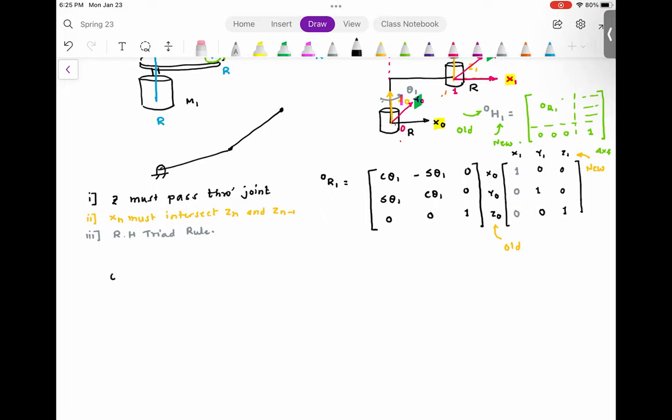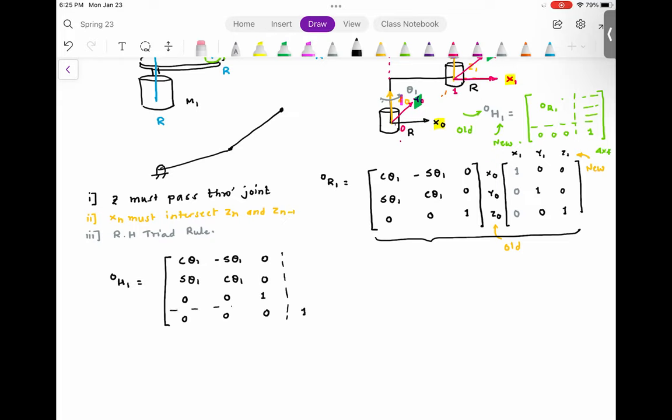Now here comes the most important part, and I want you to pay attention. 0H1. So I'm going to take the product of these two. The product of these two is cosine theta 1, minus sine theta 1, 0, sine theta 1, cosine theta 1, 0, 0, 0, 1. And here I will have 0, 0, 0. And I will have 1 over here. Now, I need to fill in the blanks here. So this is the first, second, and third. So there, I need to express the translational relationship.